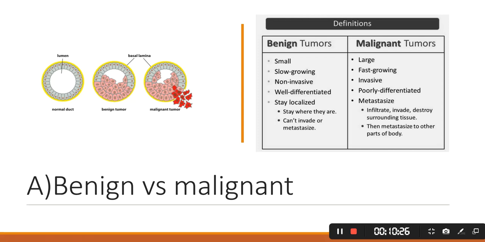I have seen a 7 kilogram benign cystic tumor of an ovary. So it is not like all benign tumors are always small.